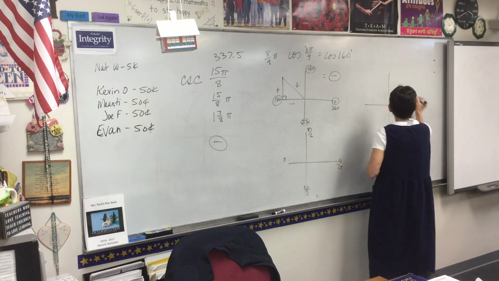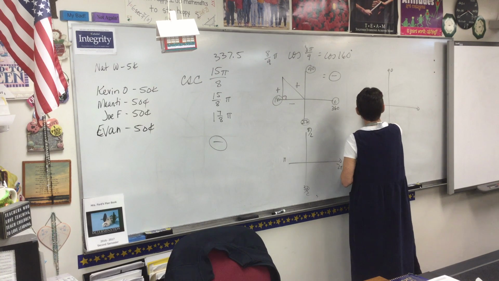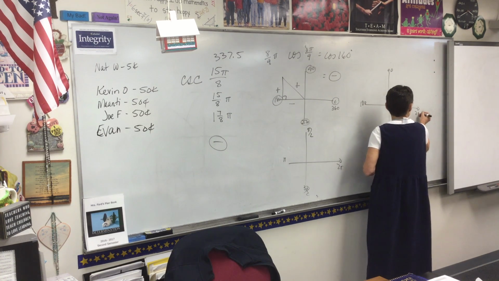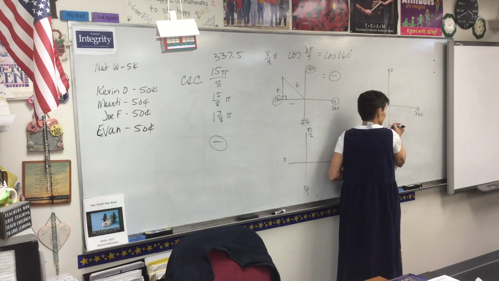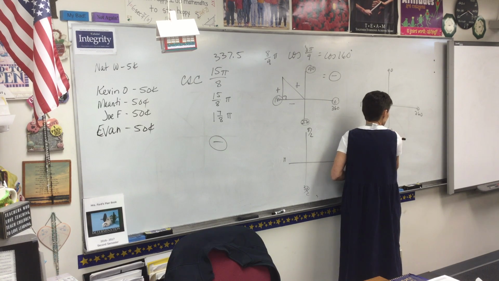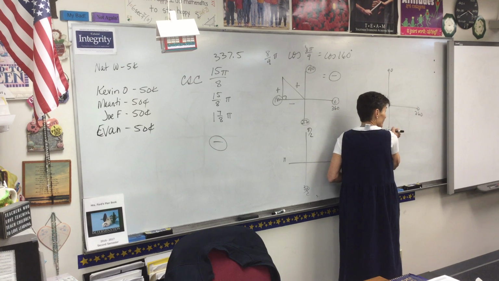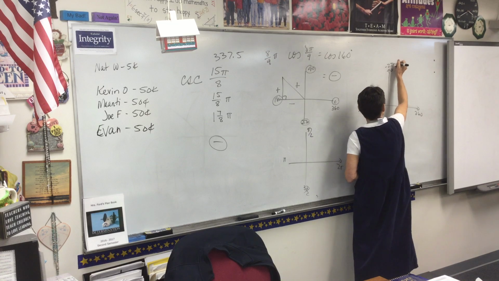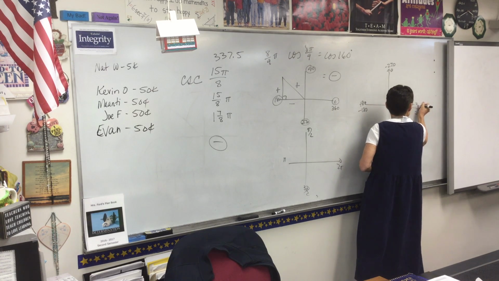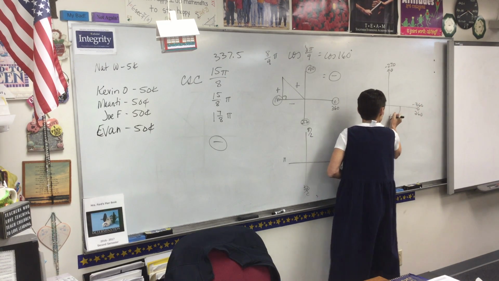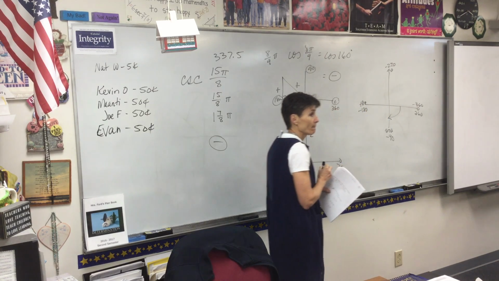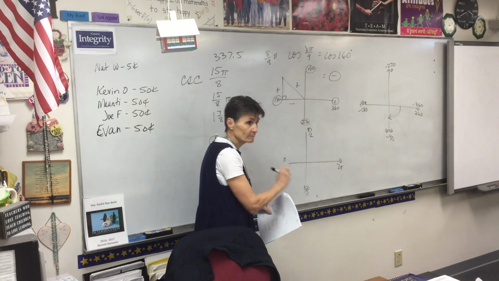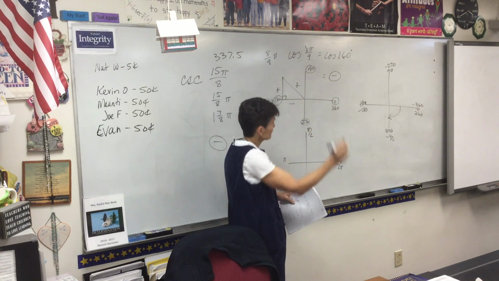So, instead of using these positive labels, I'm going to go this way. So this won't be 270, it will be negative 90, going this way. And this will be negative 180, and negative 270 and negative 360. I go this way for a negative angle. Down. It's easy to remember. Up is positive, down is negative.